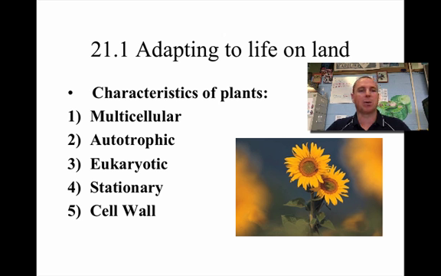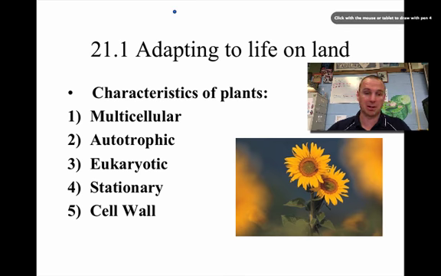Basically, we just need to talk about what makes a plant and what separates it from other living things. Plants have 5 characteristics you need to know. They're multicellular. They are autotrophic, which means, remember, autotroph means that it makes their own food, right?